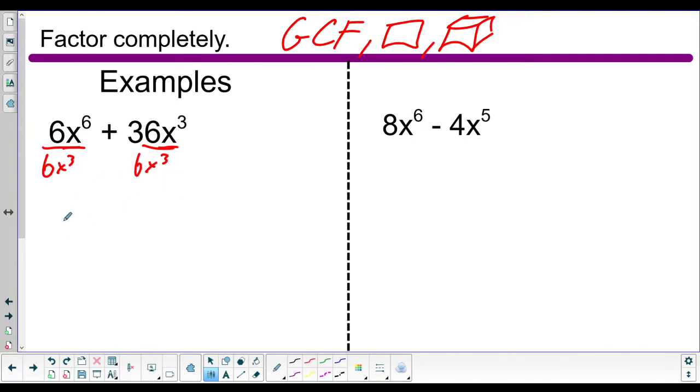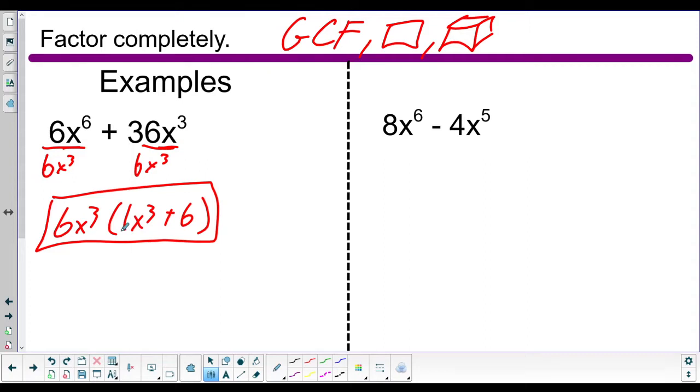Remember when we're doing GCF, we put the GCF in the front, then we divide. 6 goes into 6 1 time. We had 6 x's. We took 3 of them out, so there's going to be 3 left. 6 goes into 36 6 times. We had 3 x's. We took 3 out, so there are no x's left. And then this is our answer. We should check this, though, just to make sure we can't factor some more. We can't in this problem, but it's a good habit to check if you're doing GCF factoring, just because a lot of times they make it multi-step, and you have to do GCF, then something else.